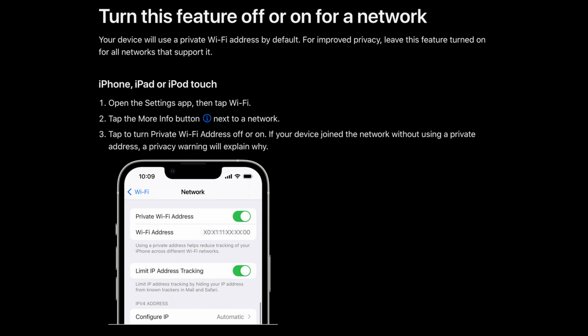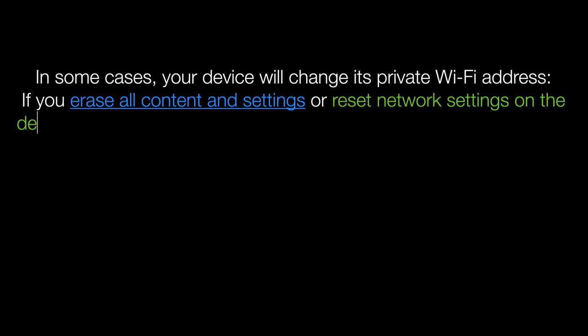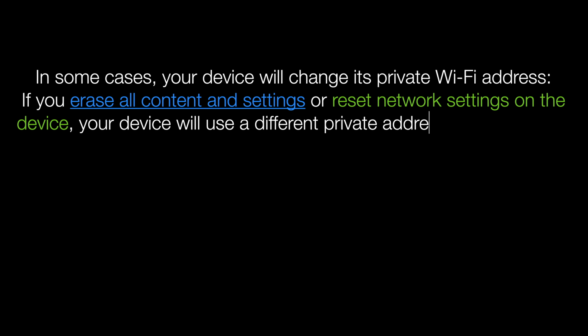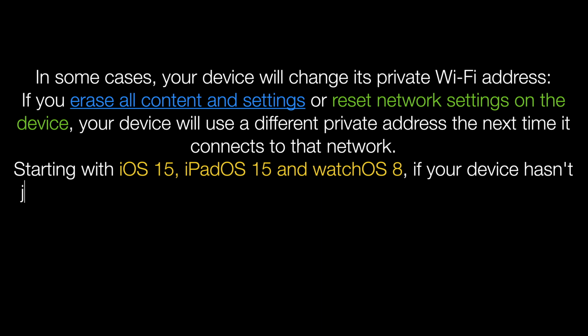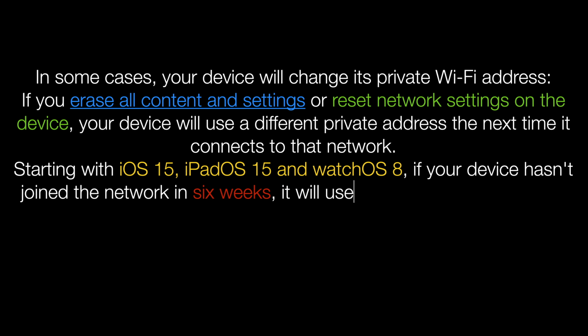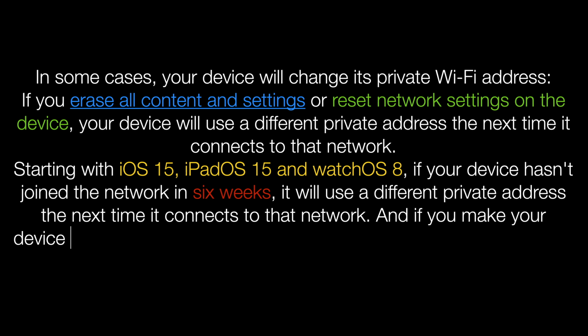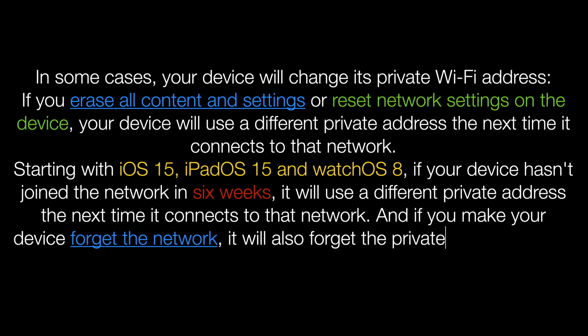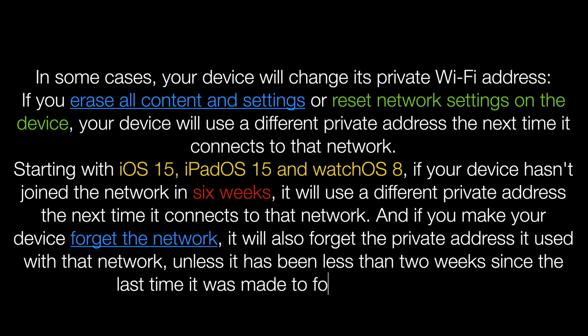And how does the private Wi-Fi address prevent profiling or user tracking? In some cases, your device will change its private Wi-Fi address. If you erase all content and settings or reset network settings on the device, it will use a different private address the next time it connects to that network. With the introduction of iOS 15, iPadOS 15, and watchOS 8, if your device hasn't joined the network in 6 weeks, it will use a different private address the next time it connects to that network. Additionally, if you make your device forget the network, it will also forget the private address it used with that network, unless it has been less than 2 weeks since the last time it was made to forget that network.